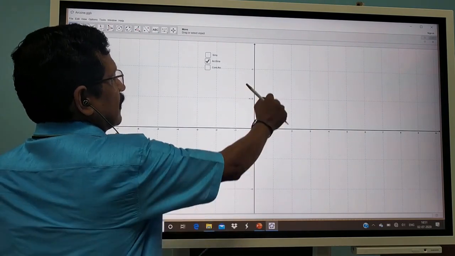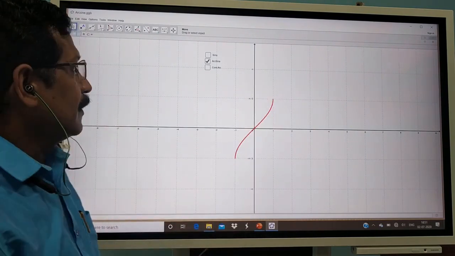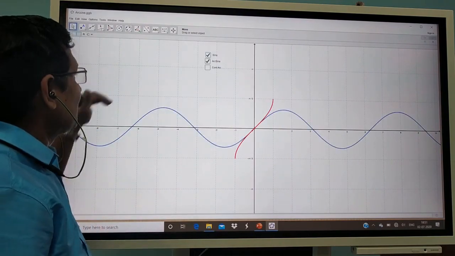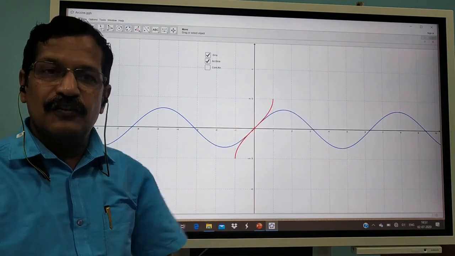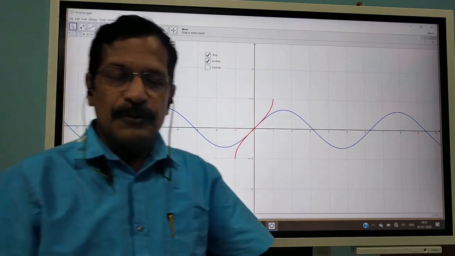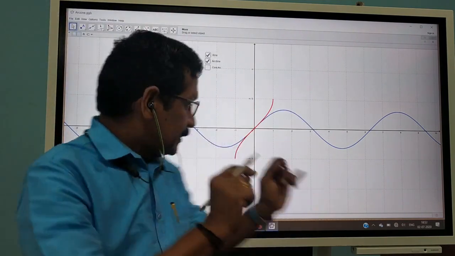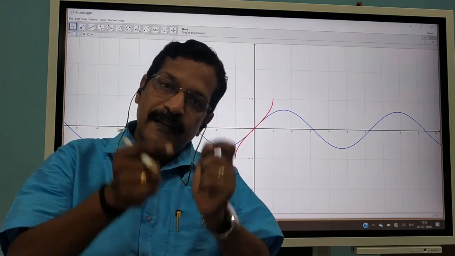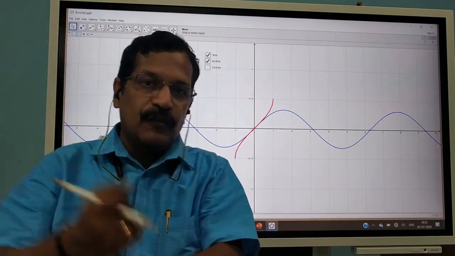So this is the graph of sine inverse. Actually, what is the graph of sine? This is the graph of sine. But I told you that this graph is in the principal value branch. So the sine inverse can be defined in the remaining branches also.